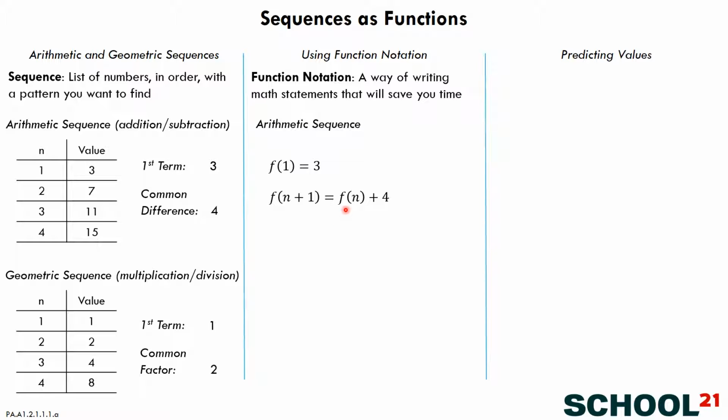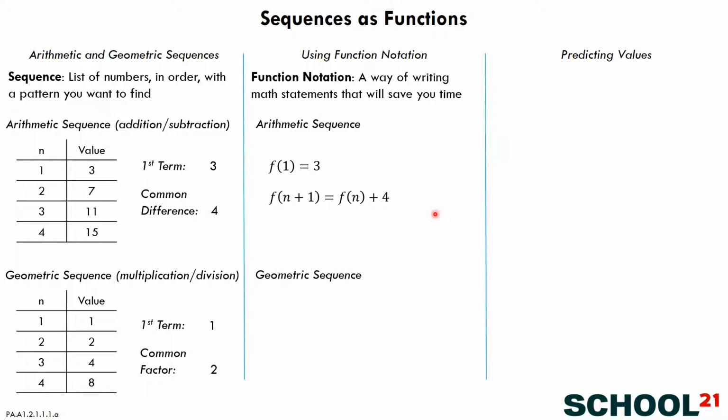So f of 2 would be 7, plus 4 would equal 11, which would be f of 2 plus 1, f of 3 equals 11. Okay? So this might seem like a fancy, confusing way to just say, to get the next term, add 4. That's all it's saying right here. And it might seem like that's not saving me any time. And it might not be yet, but eventually it will. Okay, so that's how you use function notation with an arithmetic sequence.